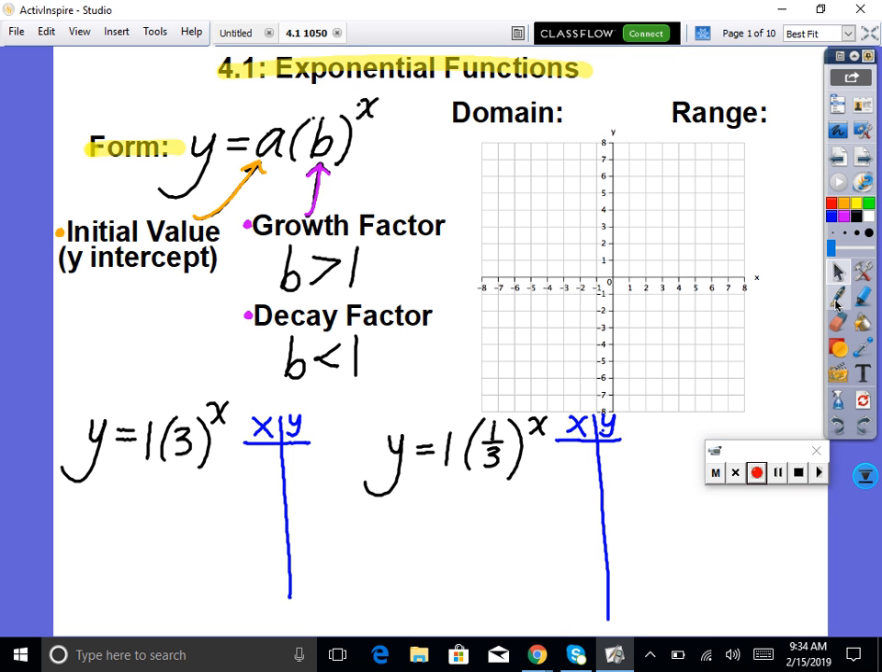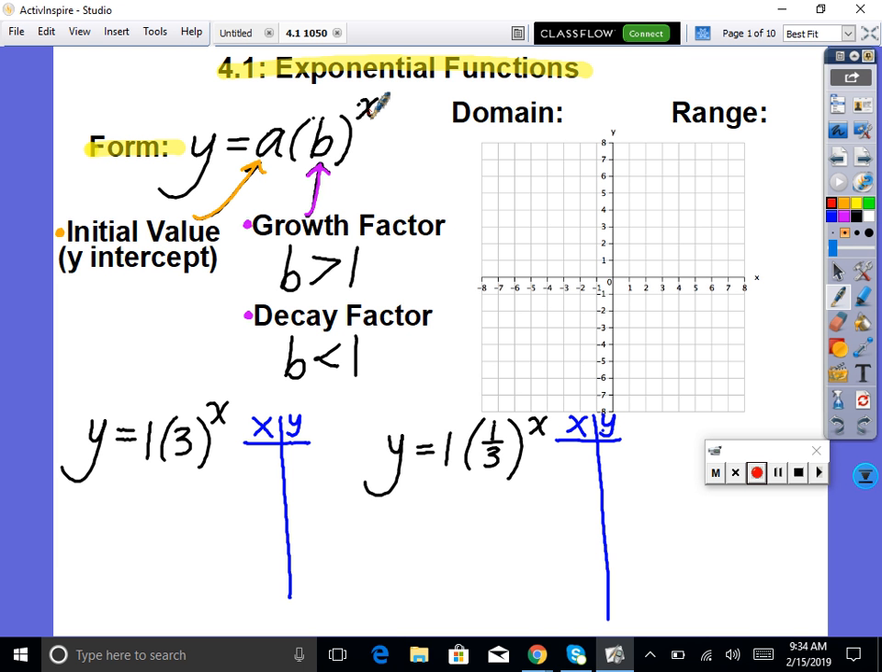So exponential functions have the form y equals a times b raised to the x, where a is what I call the initial value or starting point, also known as the y-intercept, and then b is our growth or decay factor. Now the b is what's raised to the x, where x is the exponent. That's what makes it exponential, is that x is in the exponent.